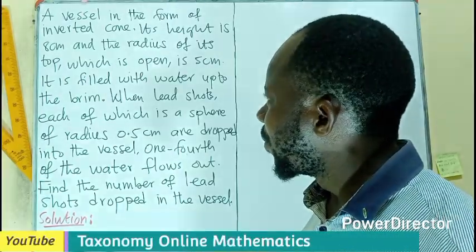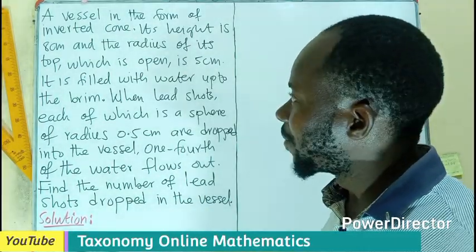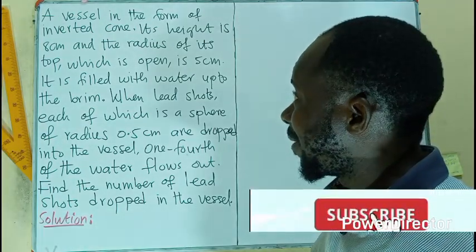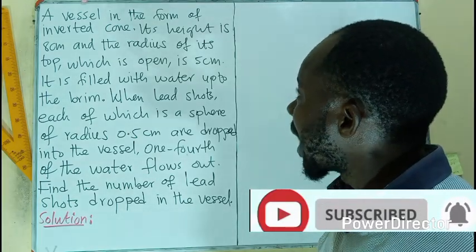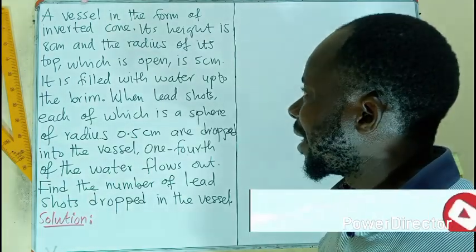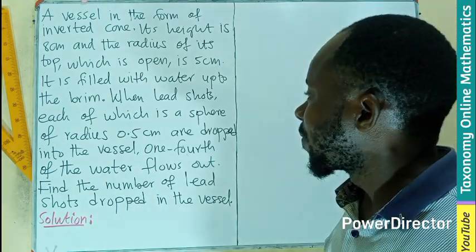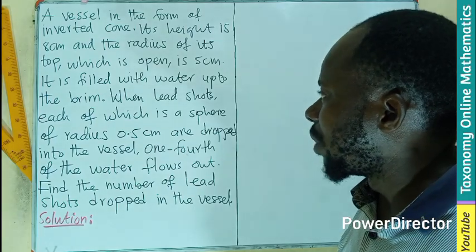Welcome. How will you provide an answer to this if you were given this question under mensuration? A vessel in the form of an inverted cone has height 8 centimeters, and the radius of its top, which is open, is 5 centimeters. It is filled with water up to the brim.